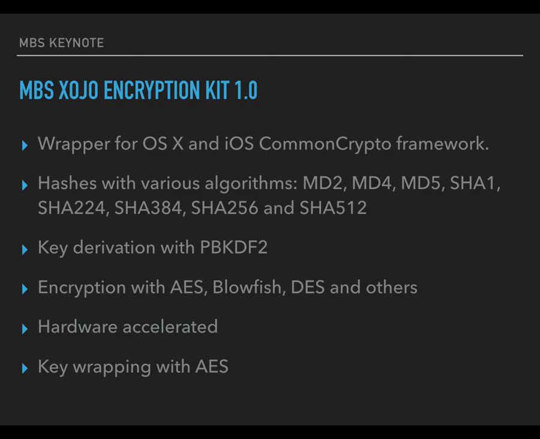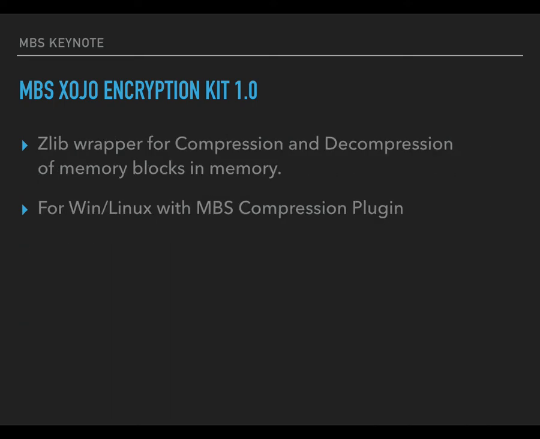I also made an encryption kit for iOS because we had a need to encrypt data with more than what's built into Xojo. So we can do a couple of hashes. We can get keys. We can encrypt with AES, Blowfish, DES, and a few others. It's hardware accelerated by Apple, and you can do key wrapping if needed. So if you have a need to encrypt something on the device, you can do that. And I also made a wrapper for zlib, so we can compress and decompress data on iOS, which was handy.